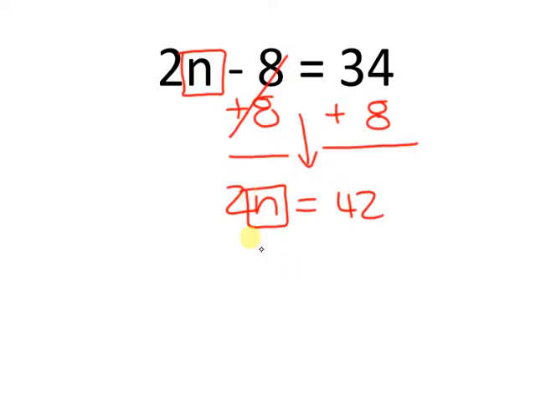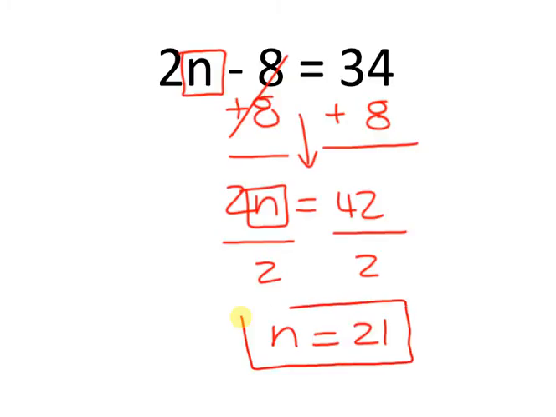We have 2n equals 42, basic one-step equation. So we have multiplication here, so we're going to divide by 2, and n equals 21. And we're going to go ahead and check our answer.